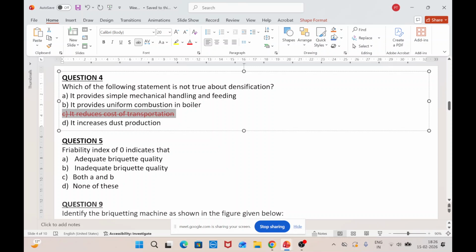Then what about the other three options? It provides uniform combustion in boiler. It is true, right? Because we said uniform properties, so the combustion as such should be uniform. So this is also true. Now we have two options left out. It increases dust production. It provides simple mechanical handling and feeding. Among these two, which one is correct?